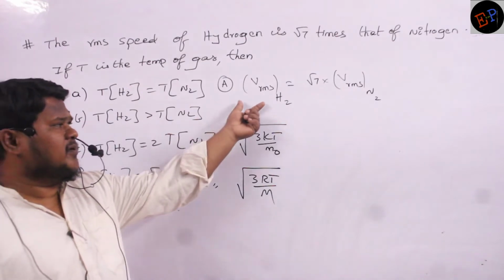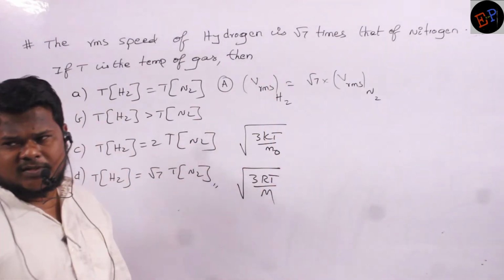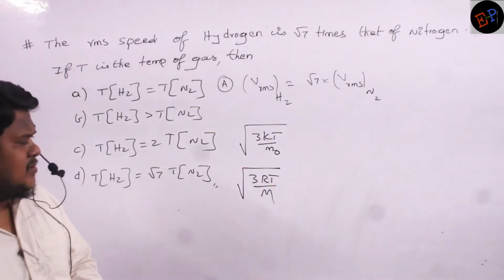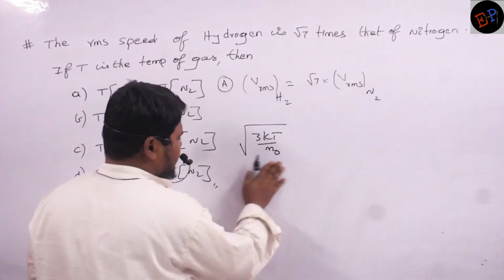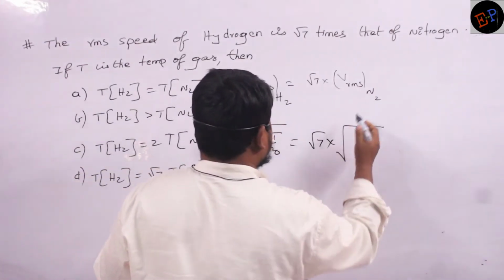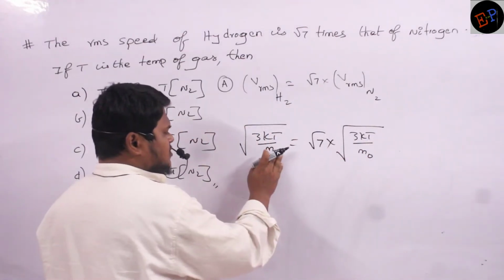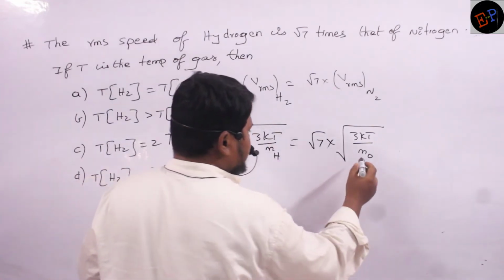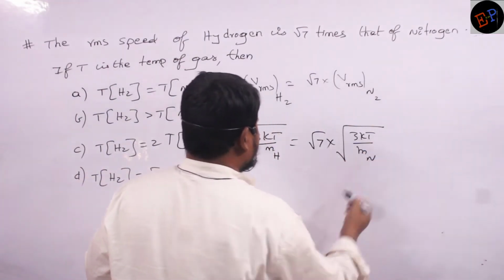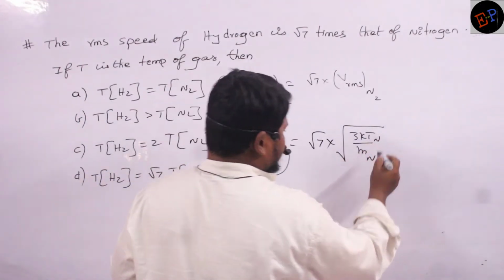Every molecule will have a speed √7 times when compared to the speed of nitrogen. So whether you take molar mass or single mass, anything is the same. So I will take this one. This is equal to √7 times the RMS velocity of nitrogen. So square root of 3kT divided by m0, where this mass is for hydrogen and this mass is for nitrogen. Similarly, here T means temperature of hydrogen, here T means temperature of nitrogen.